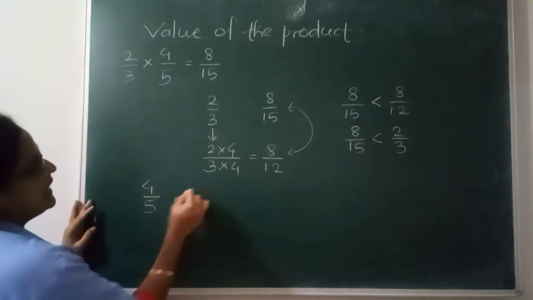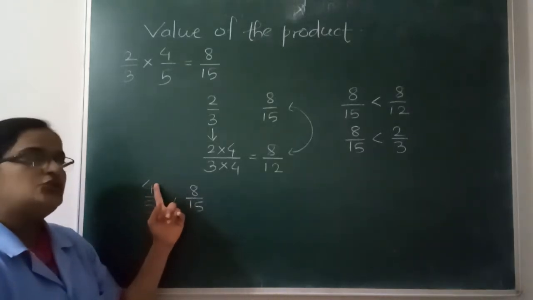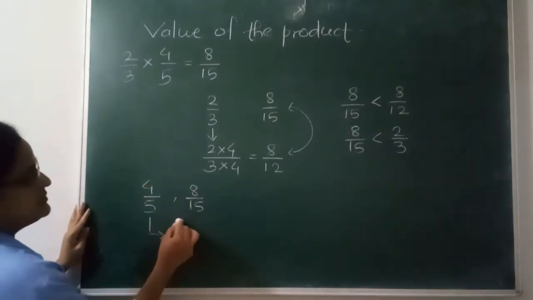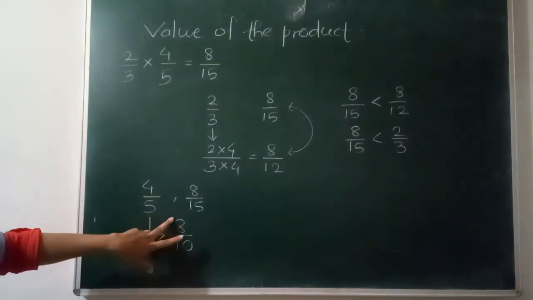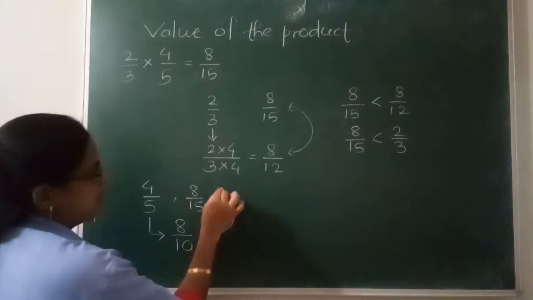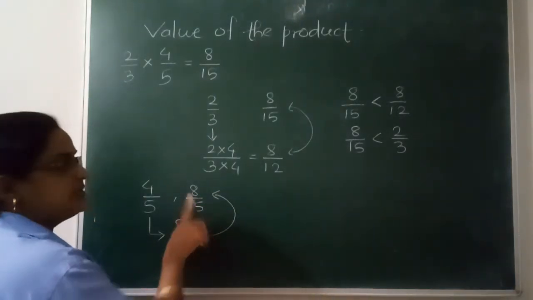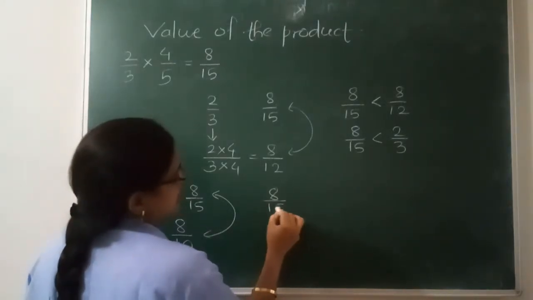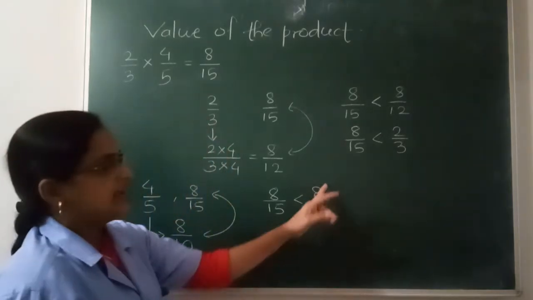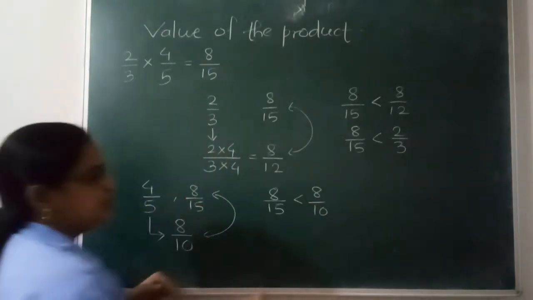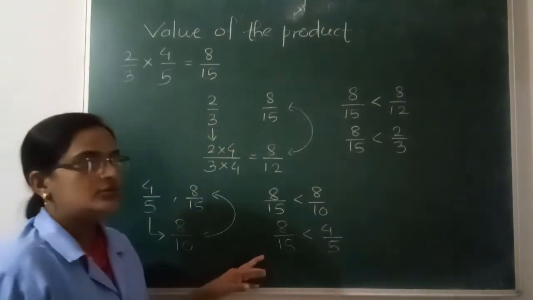Now let us see this another one. 4 upon 5 and 8 upon 15. Let me compare these two. Again here also I will make the numerators equal. So this fraction will be 8 upon 10. I have just multiplied numerator and denominator by 2 so that I can get 8 in the numerator. Now I will compare these two fractions. Here again the fraction with the greater denominator is the smaller. So I will say 8 upon 15 is smaller than 8 upon 10. But this 8 upon 10 is equivalent to what? 4 upon 5. So I got 8 upon 15 is smaller than 4 upon 5.